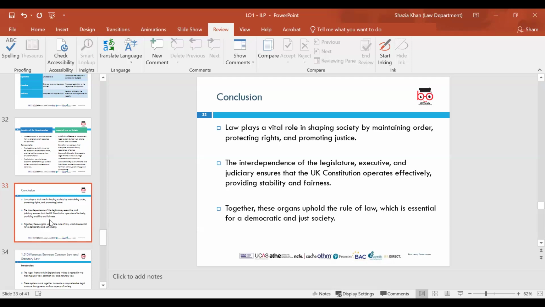Yep, exactly. It's really important that the three organs that we talk about, the legislative, executive, and judiciary, work together so that we have a democratic society and we are fair when it comes to any sort of rule of law. Because if we're not fair, then we're not treating everyone the same.